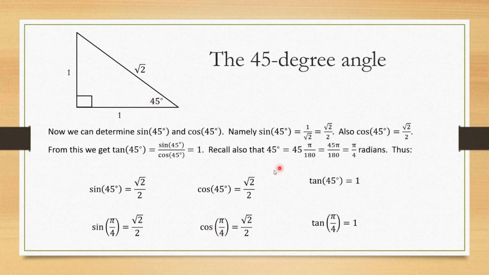Now, tangent of 45 degrees, I use the fact that tangent is sine over cosine. And sine and cosine are actually equal, so tangent's going to be 1. But you could use the triangle directly if you want, because tangent is opposite over adjacent, so tangent of 45 degrees is 1 over 1, which is 1.